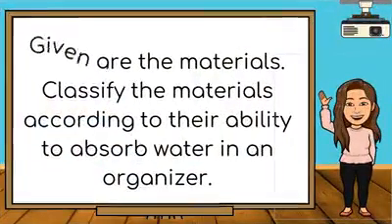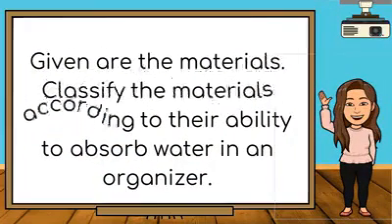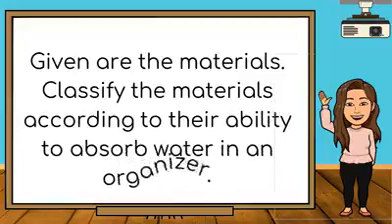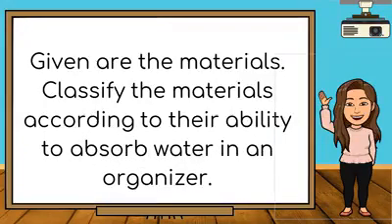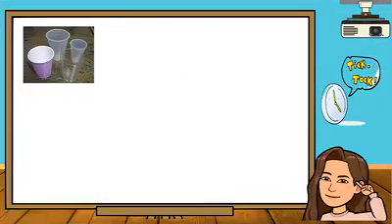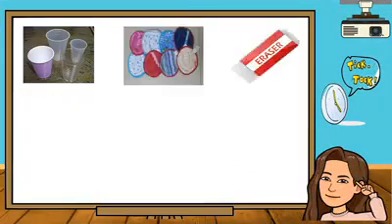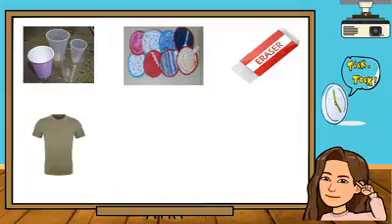Given are the materials, classify the materials according to their ability to absorb water in an organizer. I'll give you enough time to think about your answer. So here are the materials. Styro cup, pot holders, eraser, t-shirt, rubber balls, and bond paper.